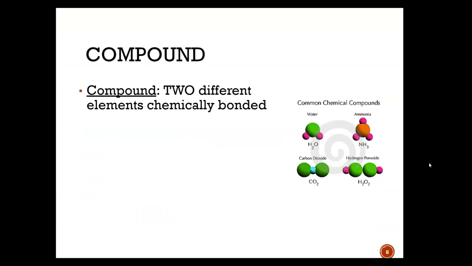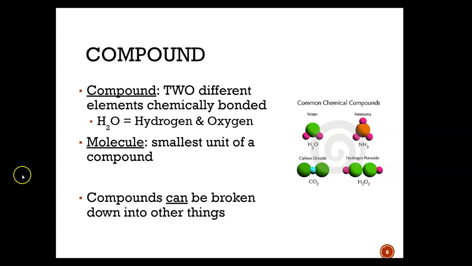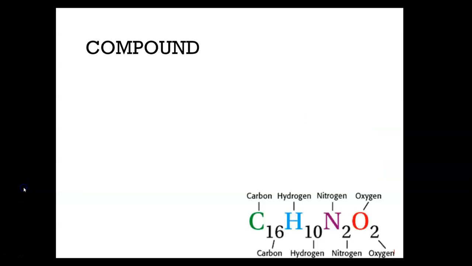So a compound is two different elements that are chemically bonded. It's still considered a pure substance because it always comes in a fixed ratio. For example, H2O, hydrogen and oxygen, make up water. A molecule is the smallest unit of that compound. So two oxygens together or two hydrogens together, those would form molecules. Compounds can be broken down into other things. For example, water. We'll actually do the demonstration in class where we break water apart. We'll form hydrogen gas and oxygen gas, and you can actually see that being formed.